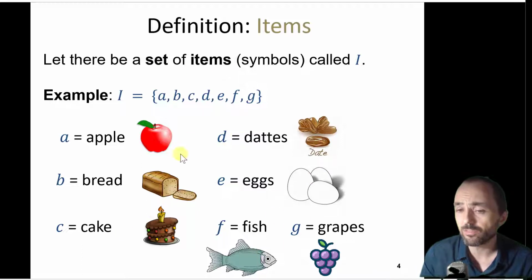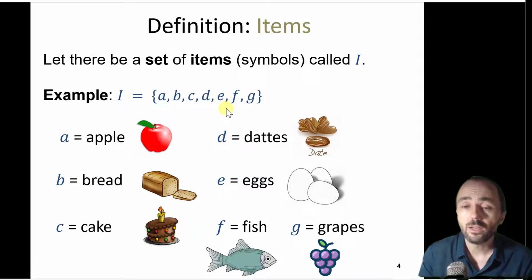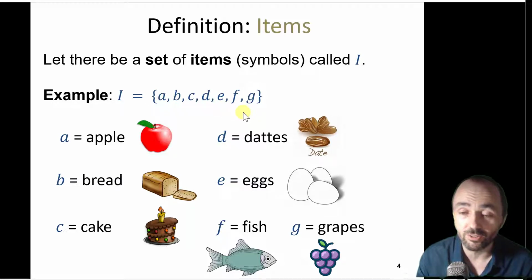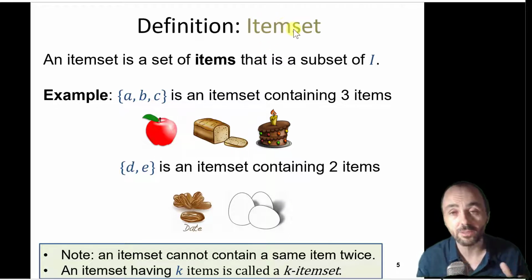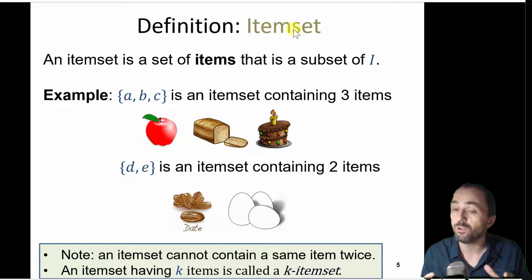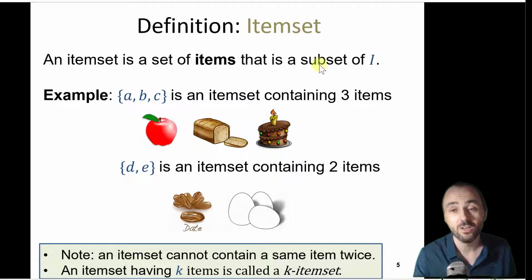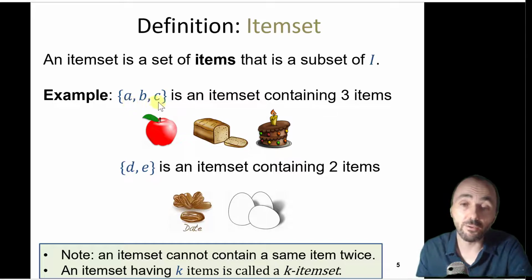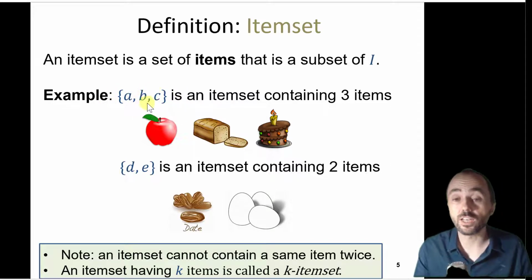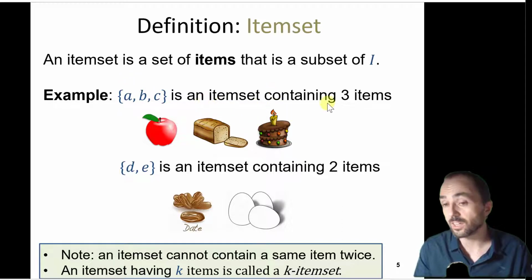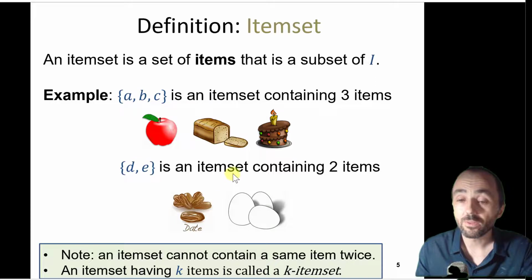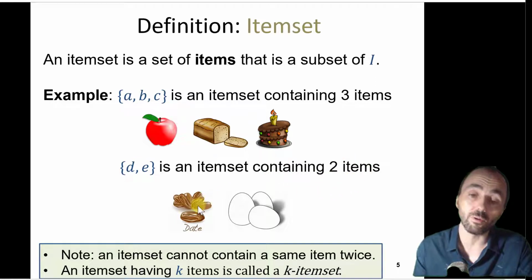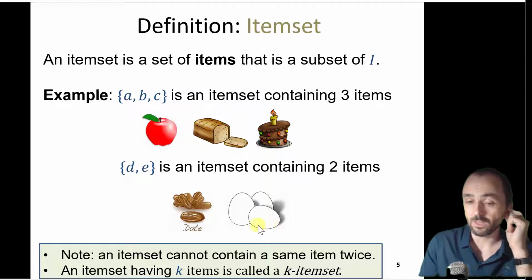So now we have these items. Let me give you more definitions we need. Another definition is itemset. An itemset means a set of items. For example, you buy a set of products together. Here, the itemset ABC together is a set. That means you buy apple, bread, and cake together. So it is an itemset with 3 items. Another example, the set DE is an itemset with 2 items, like dates and eggs, for example.